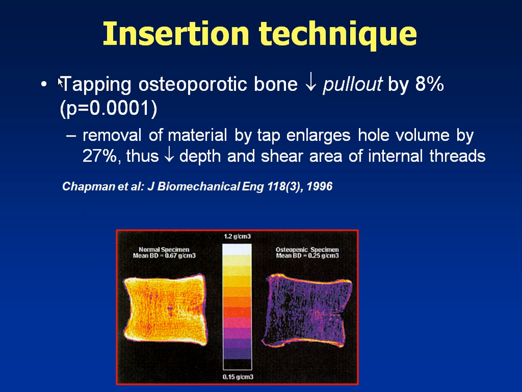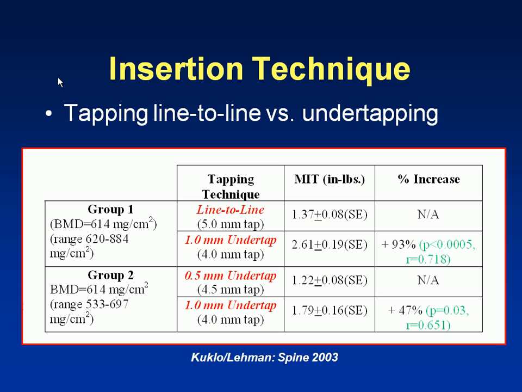Tapping osteoporotic bone has been discussed several times, and in this paper it has been shown that if we tap the osteoporotic bone with the same tap size as the pedicle screw, we may decrease the pull-out strength by 8%. And also this study by Kuklo has shown that when we tap with a tap which is 1 millimeter smaller, narrower than the original screw, we will increase the pull-out strength by at least 47%.